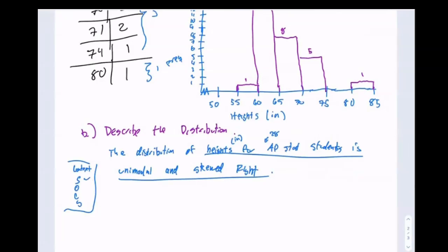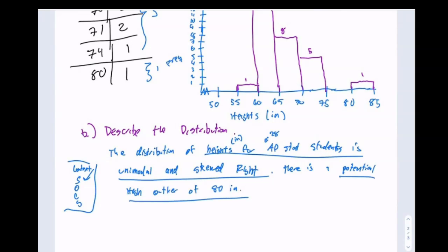What's the outlier? Now the next part is the outlier, right? Correct. So what is it? So how do I write it? There is a potential high outlier of 80 inches.